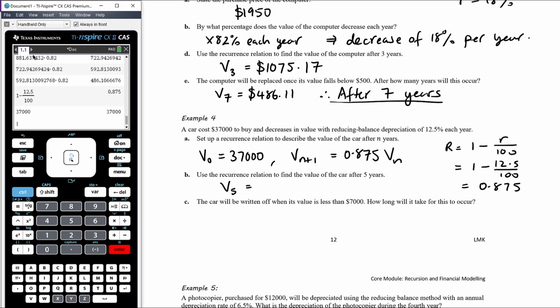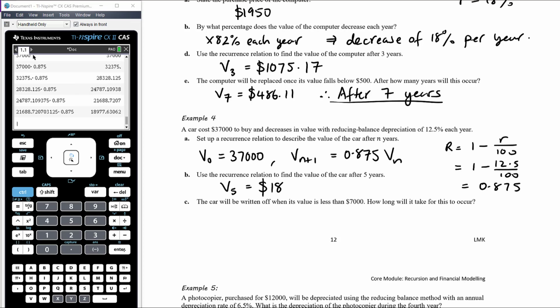$37,000, and we're multiplying by 0.875. So that's the first year, second year, third, fourth, fifth. So after 5 years, the car is now only worth $18,977.63. The car will be written off, so essentially not worth more than the sum of its parts, when its value is less than $7,000. How long will it take for this to occur? So let's continue to recur. So we're now, that's after 5 years, so I'm going to keep pressing enter.